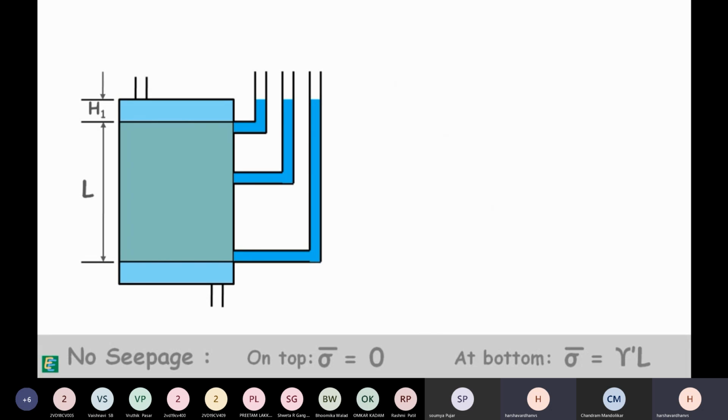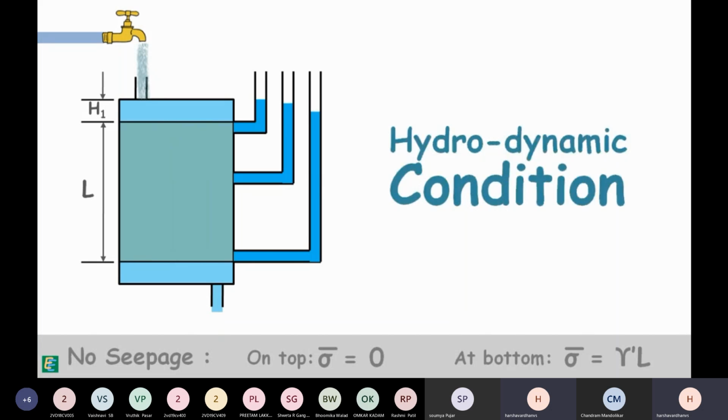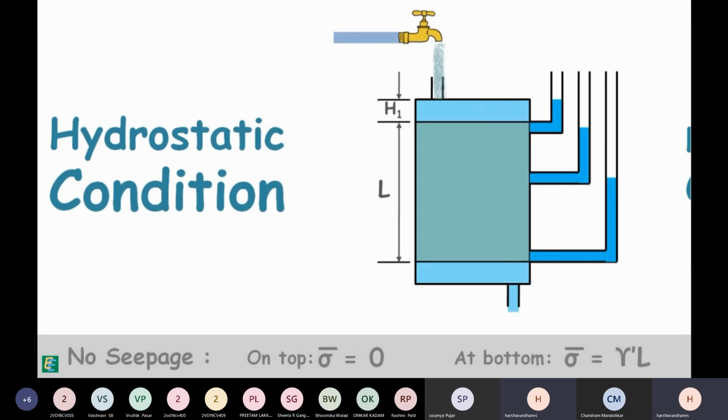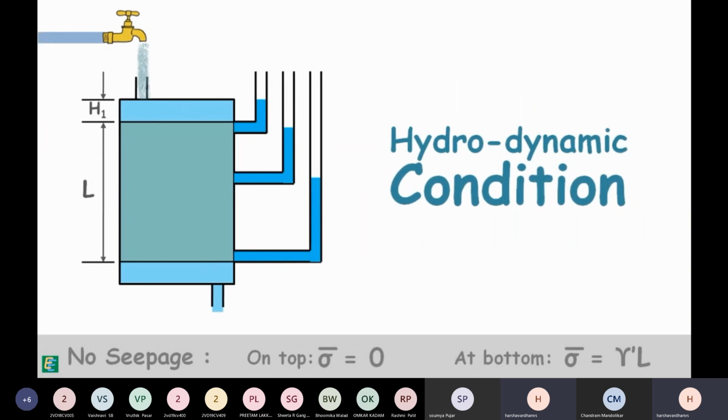Now open the valve at the bottom and let the water flow through the soil. The valve at the top is attached with a water source so as to maintain a constant level of water in the soil tank. This condition, when water is not stagnant and is flowing in the soil, is known as hydrodynamic condition. We observe the standpipes and notice that the water level in the tubes has been altered. It is not the same in all tubes as it was earlier in case of hydrostatic condition. It is now different in different tubes.